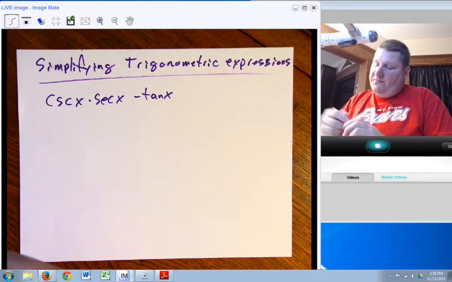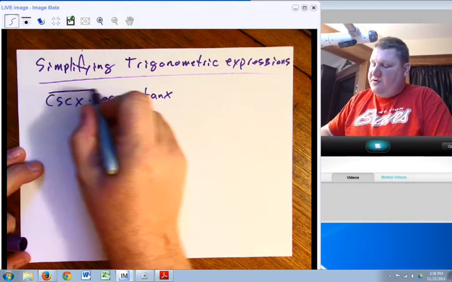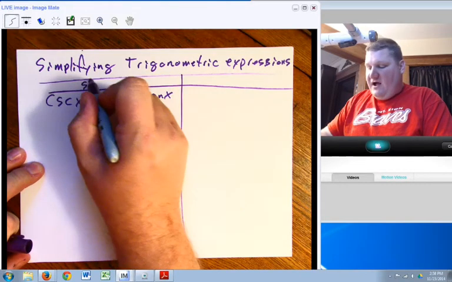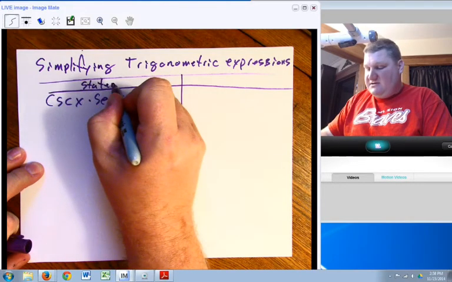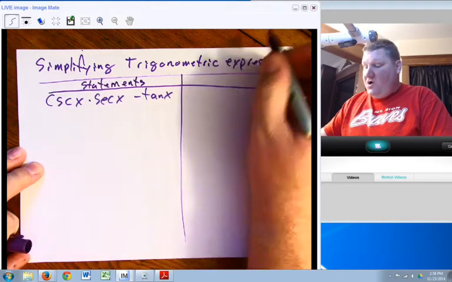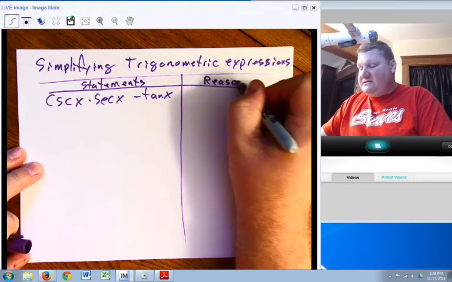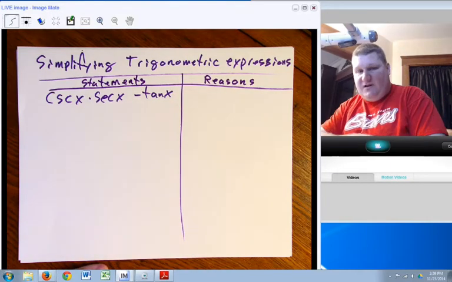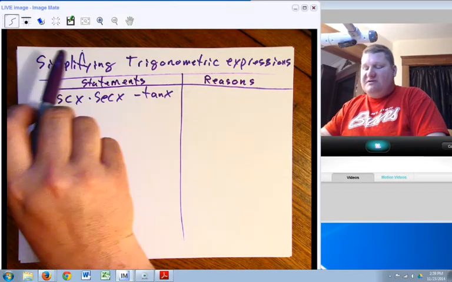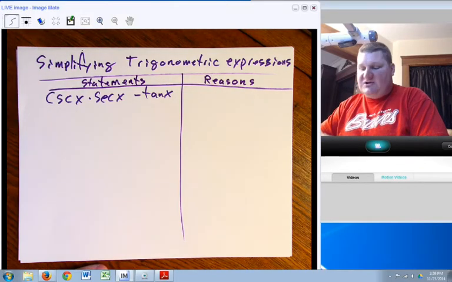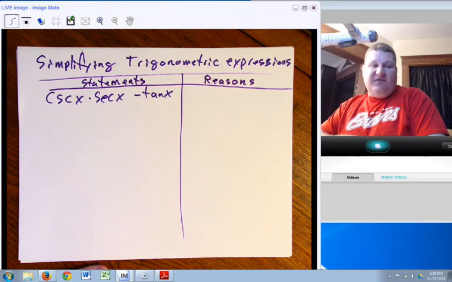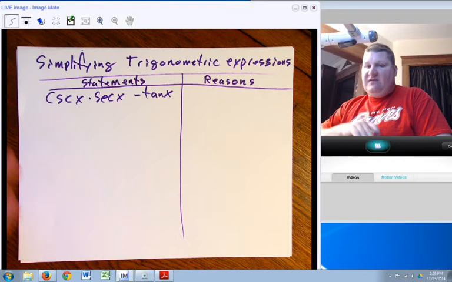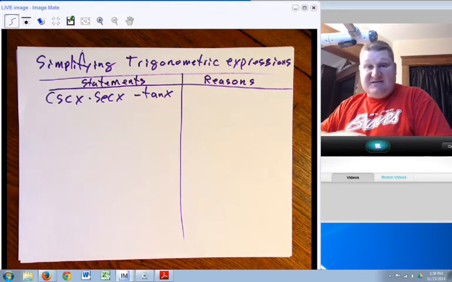What we're going to do is, for all intents and purposes, a big proof. So over here I have my statements. Over here I have my reasons. Now, in this case, it's not going to be entirely like a proof because all we want to do is simplify this. We want to break it down as much as we can. Whereas a proof gives you a given and tells you where to go, in this case we're just going to try to break it down, make it as simple as we can.